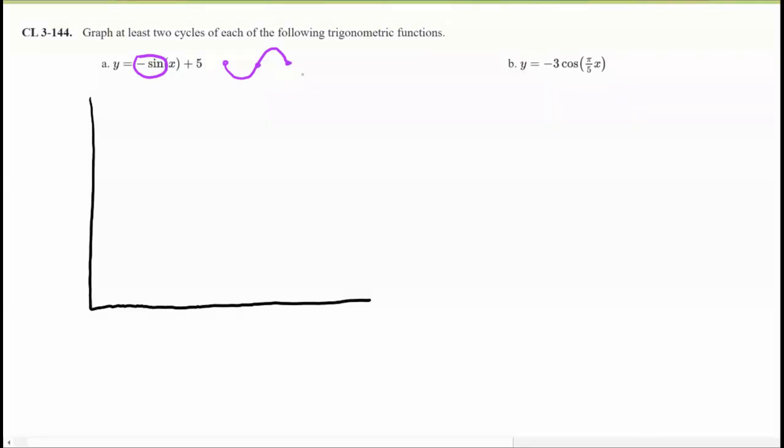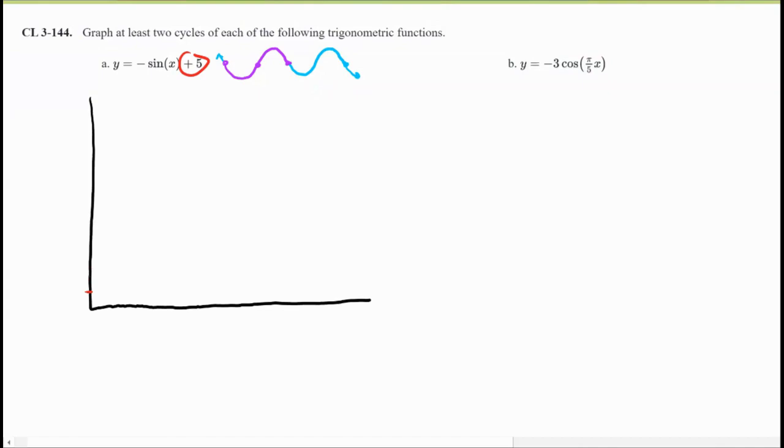Since I'm doing 2 cycles, I should really repeat that process. And again, we end at the exact same spot that we started because that's where it starts to repeat. Because technically these graphs go on forever, but we're really just graphing 2 pieces. So from there, the first thing I do is look at where the midline is going to be.